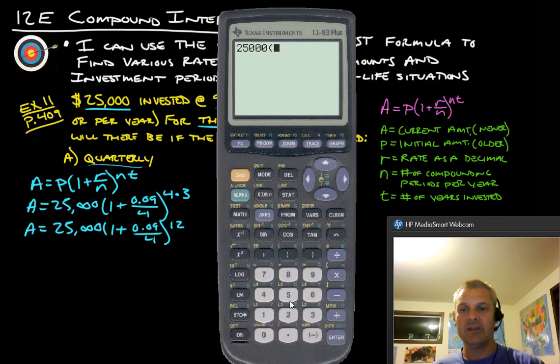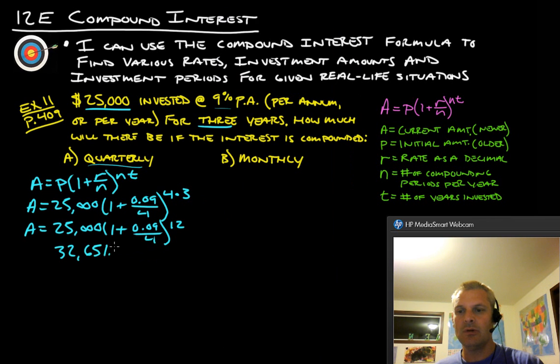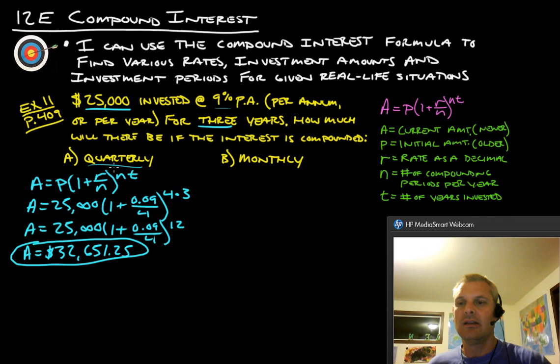Okay, so let's put this all into our calculator: 25,000, and then parentheses, 1 plus 0.09 divided by 4, and we're going to take that all to the 12th power. And we get $32,651.25. And that is how much you would have if you left that invested for 3 years at 9% and compounded quarterly. All right, so let's try the same thing, but now we're going to do monthly.